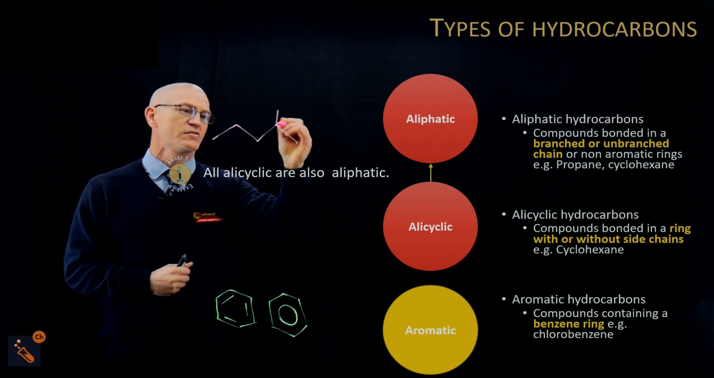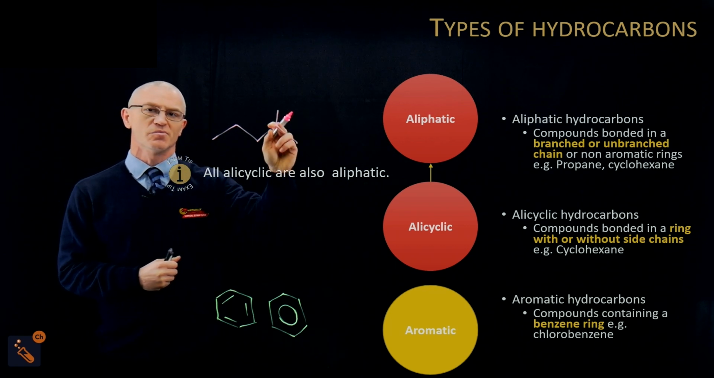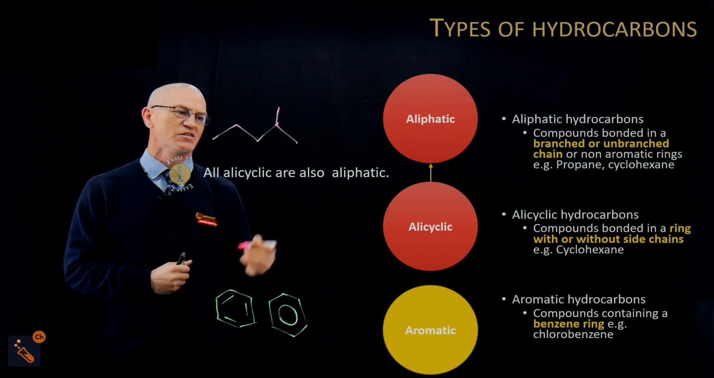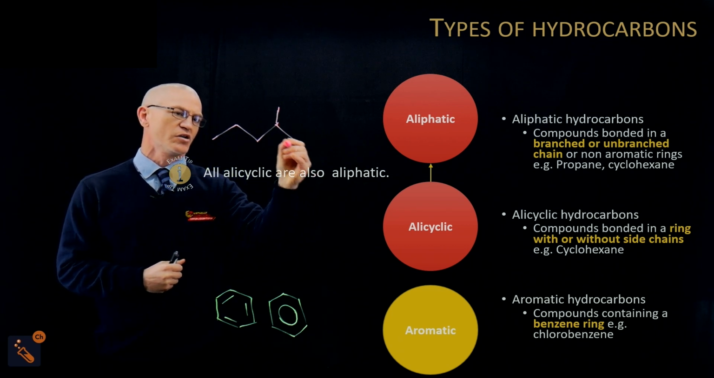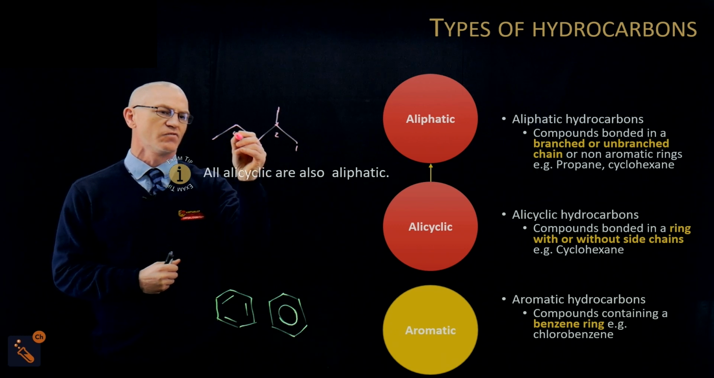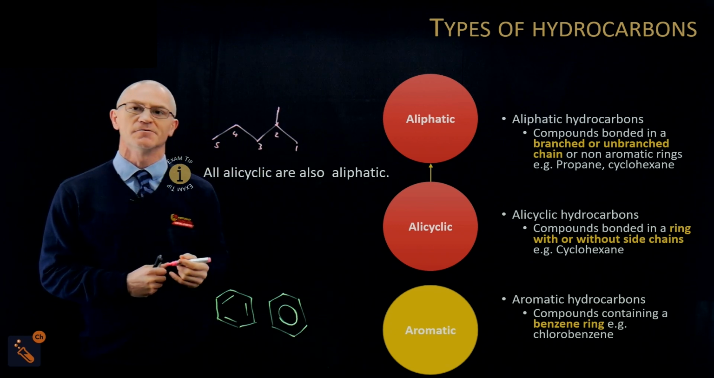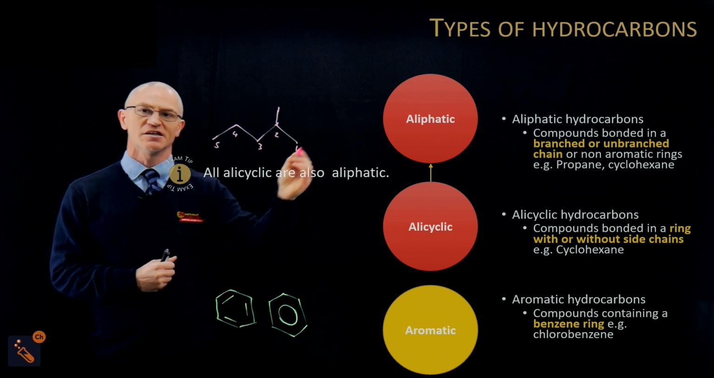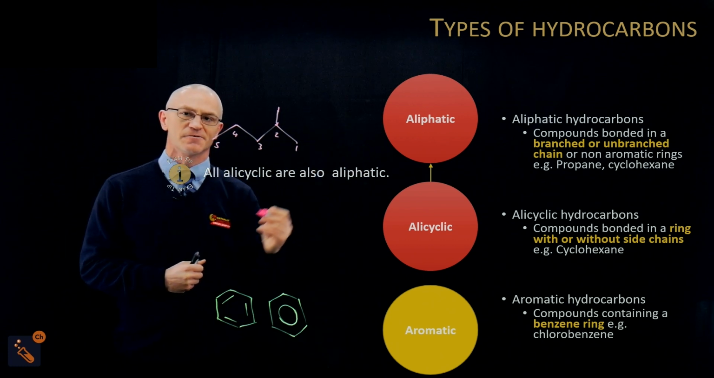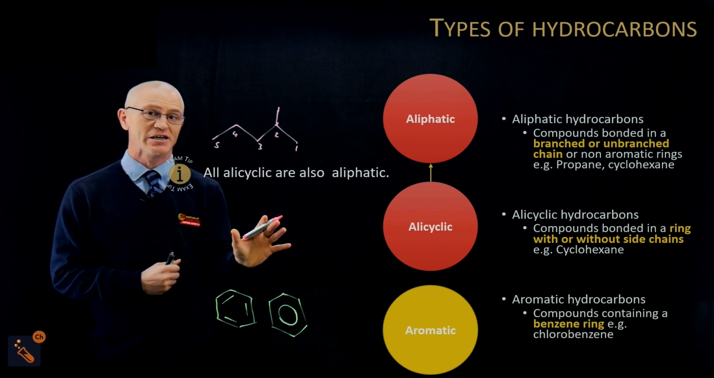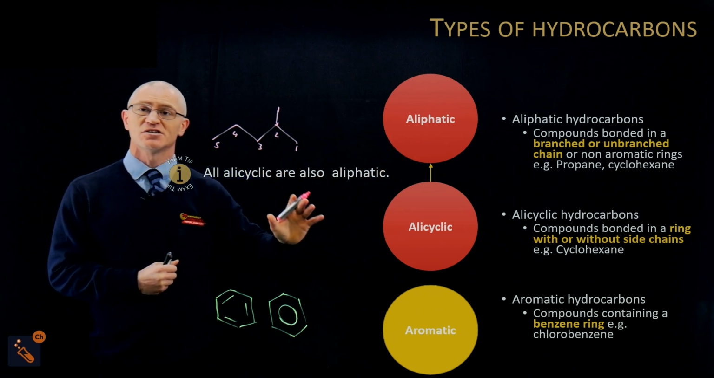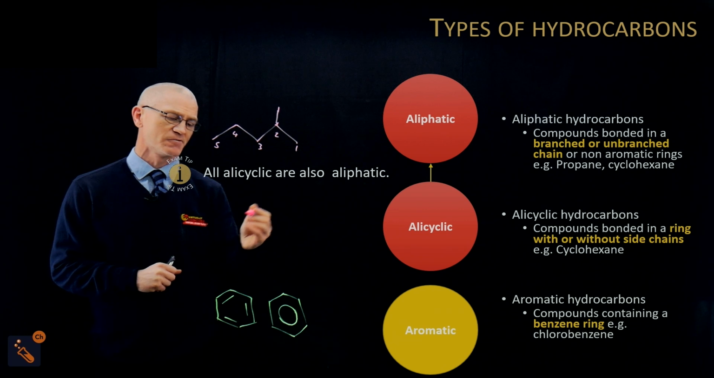But there we go, and we've got a branch there, which is a methyl. So that would be 1, 2, 3, 4, 5, and that would be 2-methyl pentane. So we've got 2-methyl pentane, and that's definitely aliphatic. Okay, it's not in a ring, so it can't be alicyclic, and it is a branched chain, and therefore it's aliphatic.